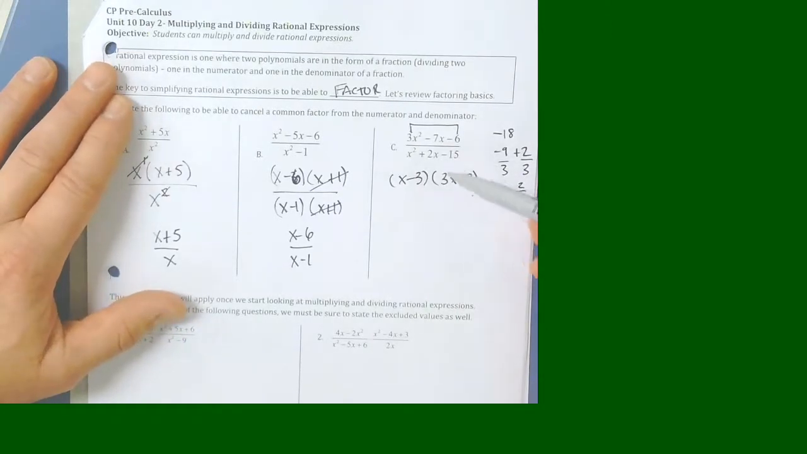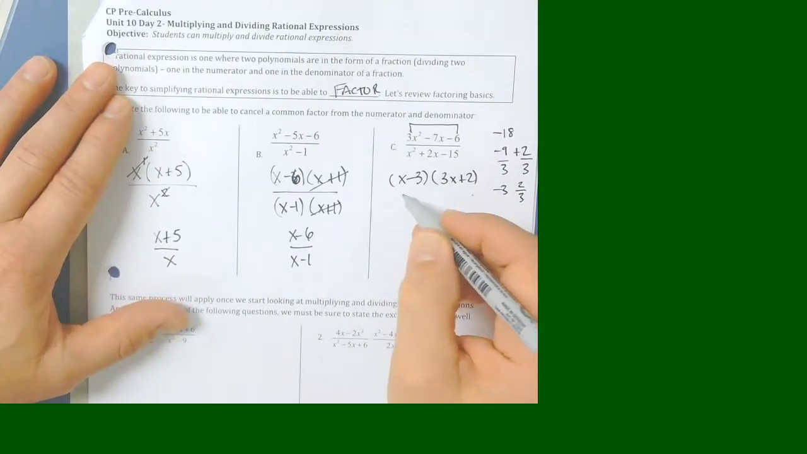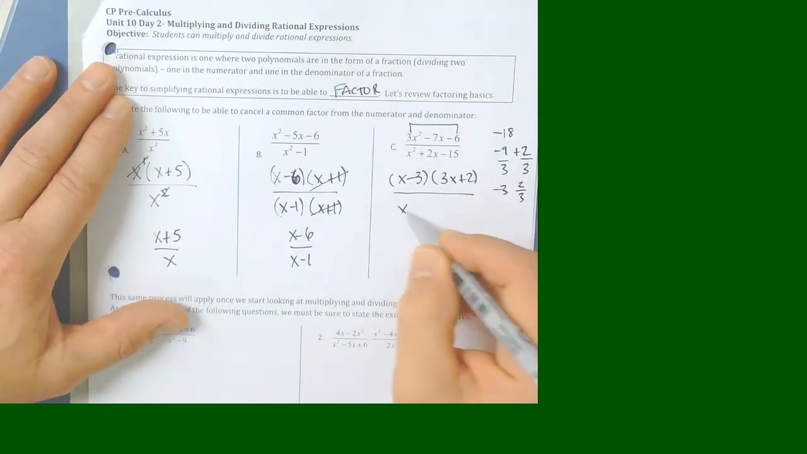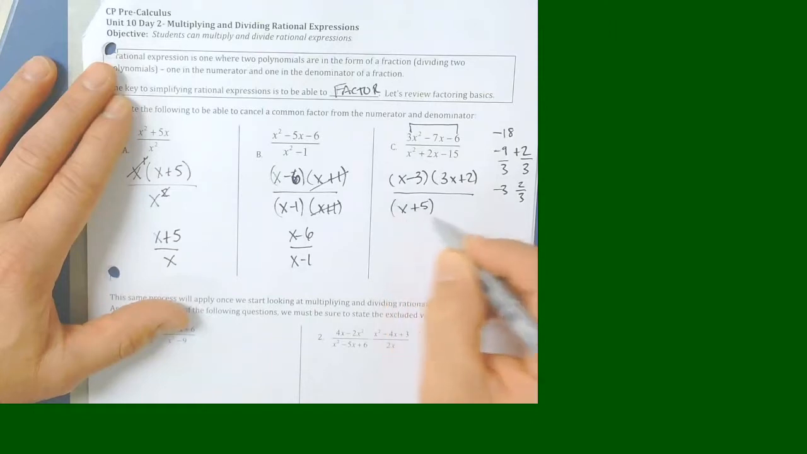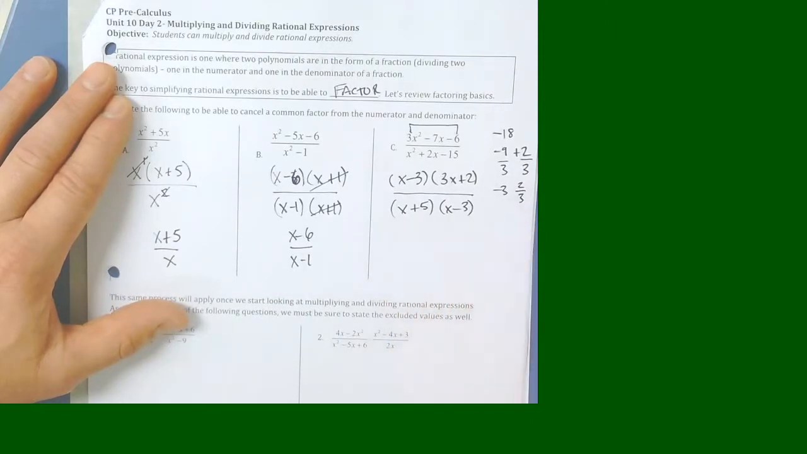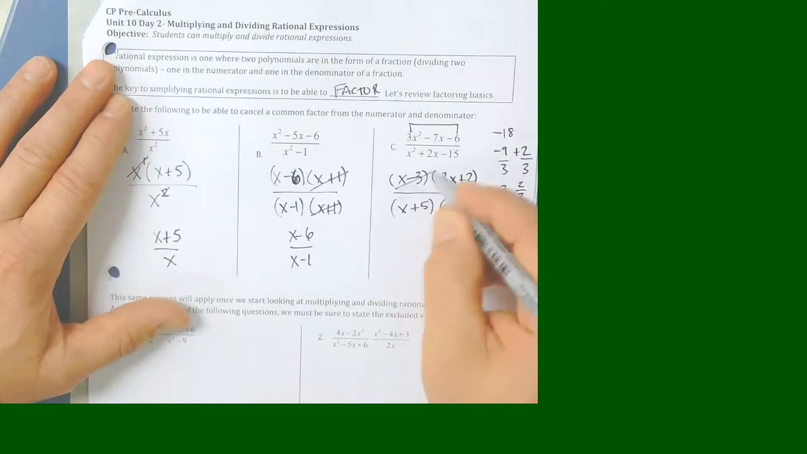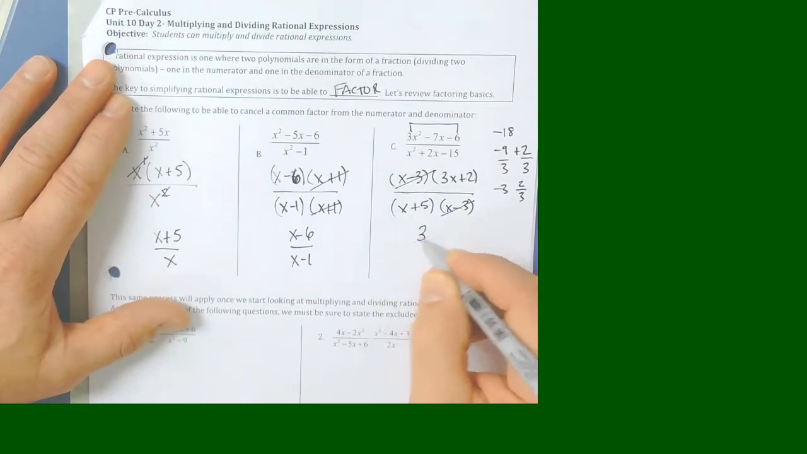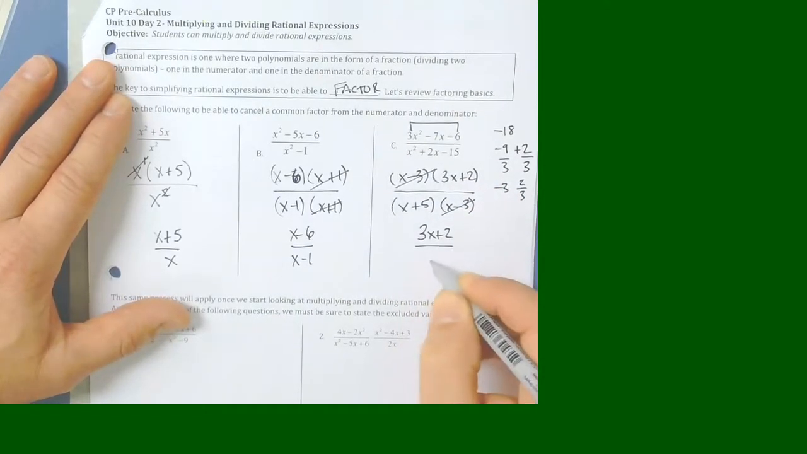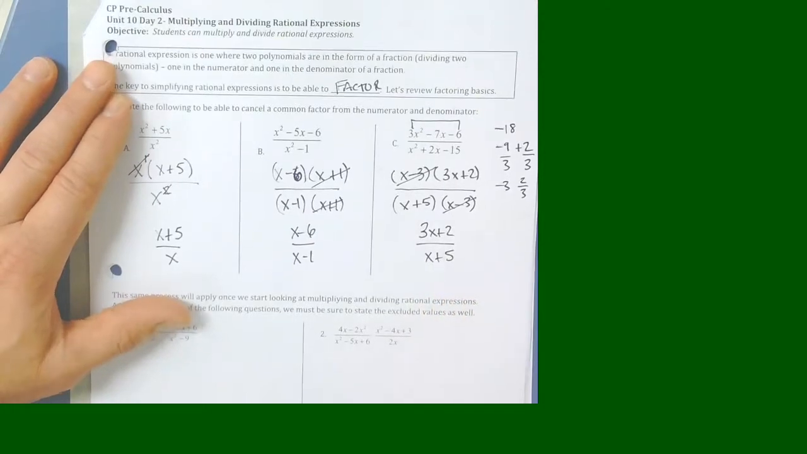Check it. 3x squared plus 2x minus 9x is minus 7x minus 6, over x plus 5 times x minus 3. The x minus 3's cancel, and we get 3x plus 2 over x plus 5.